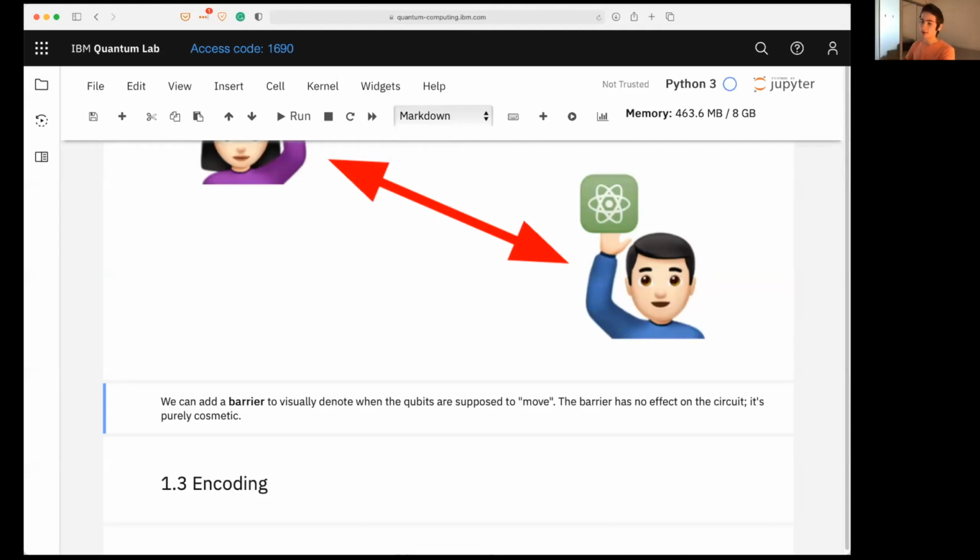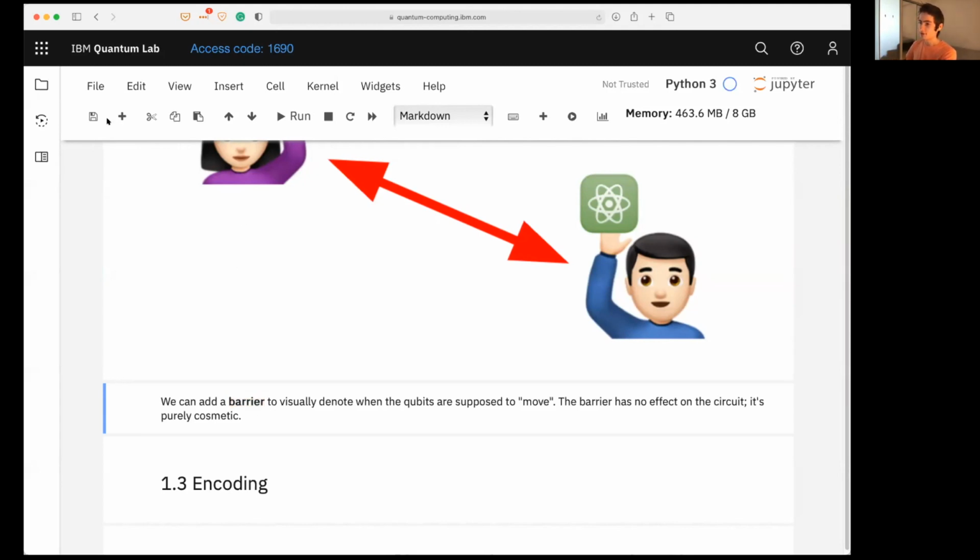What I am going to do, though, is add something called a barrier. So a barrier is something in Qiskit that is just a visual indicator between two parts of a circuit. It doesn't do anything, right? It doesn't change your quantum circuit at all. It's purely a visual cosmetic marker. So in our case, we're going to use this as a marker for when qubit movement happens.